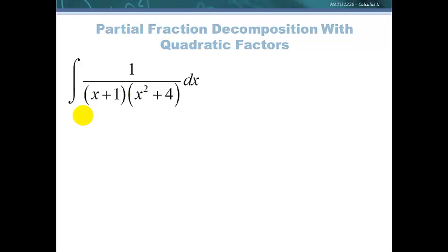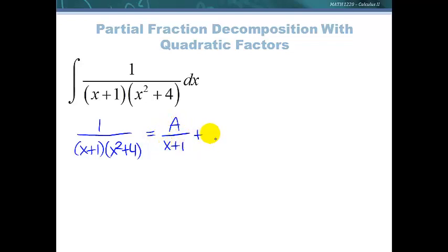Now, it's possible that we can factor the denominator and one of the factors is quadratic and it will not factor anymore. When we set up the partial fractions, this is going to be a little bit different then. We're going to have our x plus 1 and our x squared plus 4. And then that's going to be equal to, we're going to set one of these up with an x plus 1, but the other denominator is going to have an x squared plus 4.